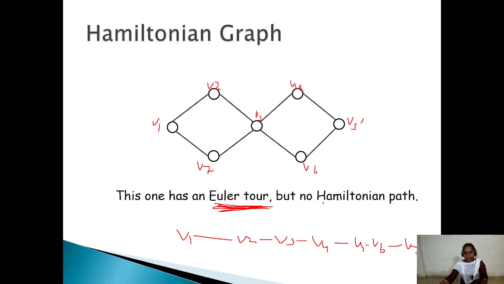What is a Hamiltonian path? Hamiltonian path means no vertex will be repeated except the starting vertex. See the example: V1, V2, V3, V4, V5, V6, V3. See, one vertex is repeated. So this is not a Hamiltonian path, because V3 is repeated.